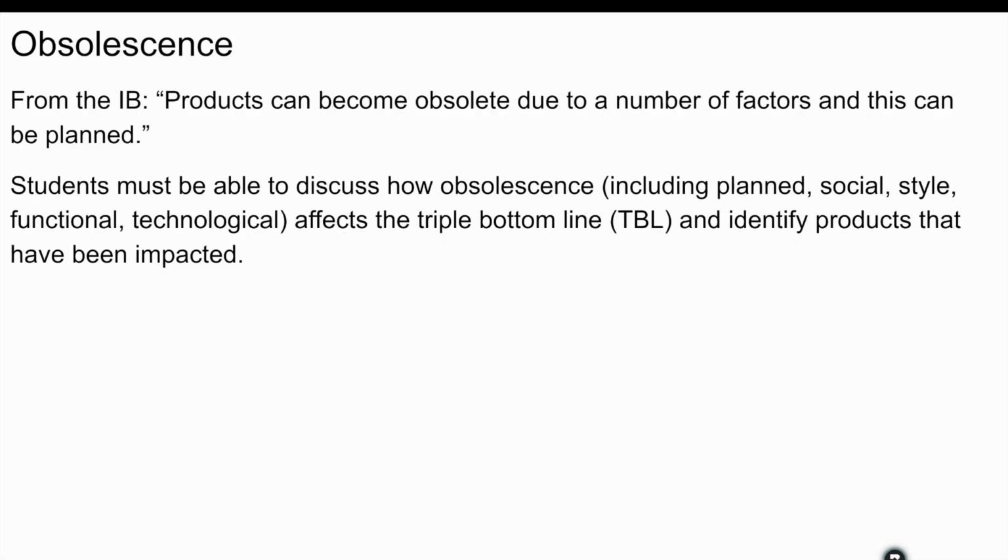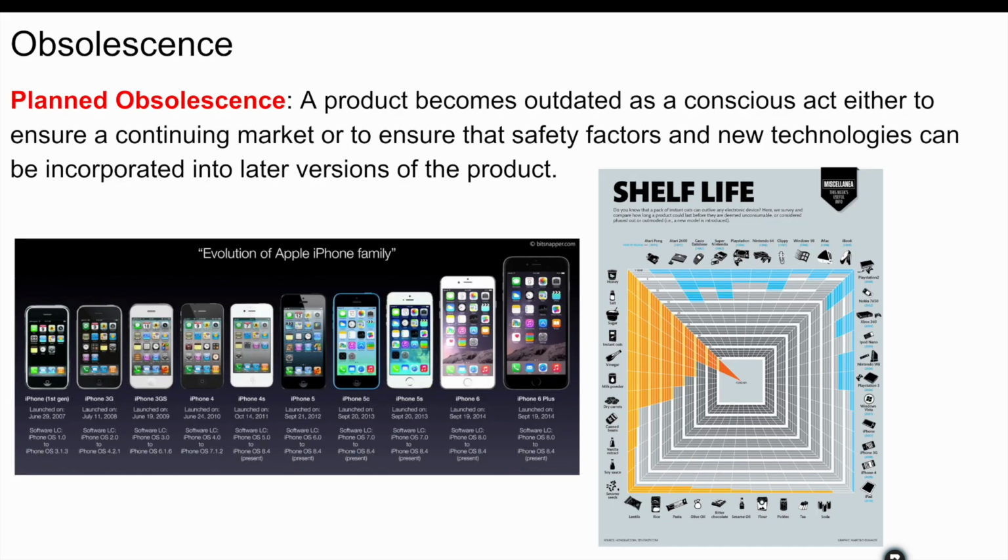Students must be able to discuss how obsolescence, including planned, social, style, functional, and technological, affects triple bottom line and identify products that have been impacted. So let's talk about planned obsolescence. This is when a product becomes outdated as a conscious act, either to ensure a continuing market or to ensure the safety factors and new technologies can be incorporated into later versions of the product.